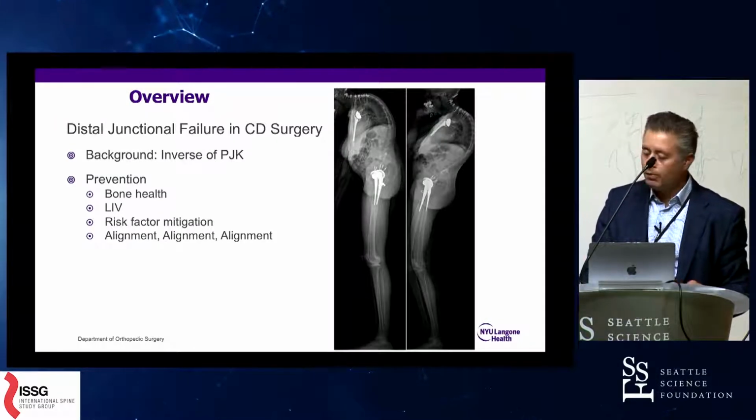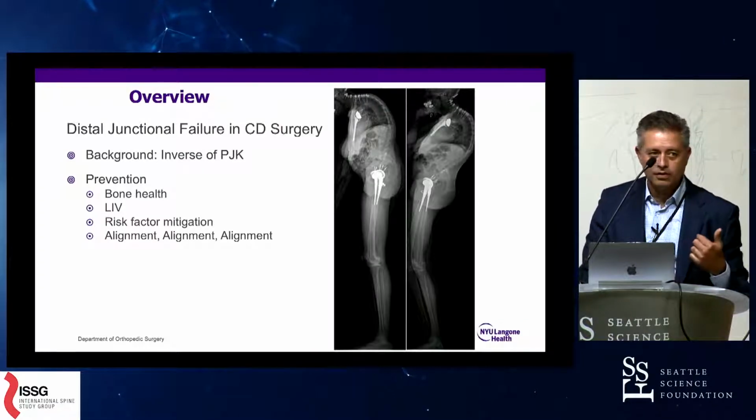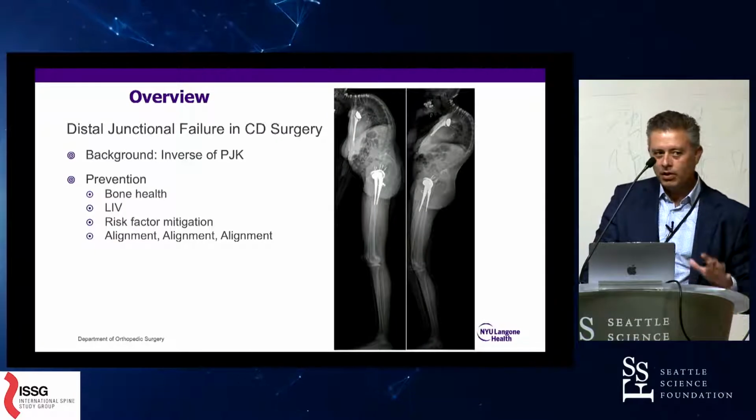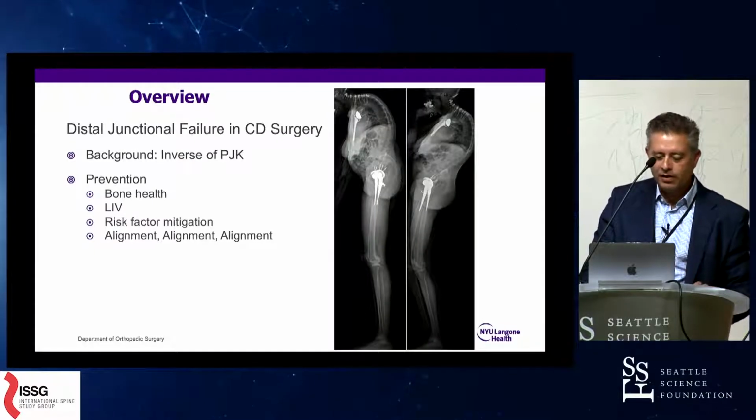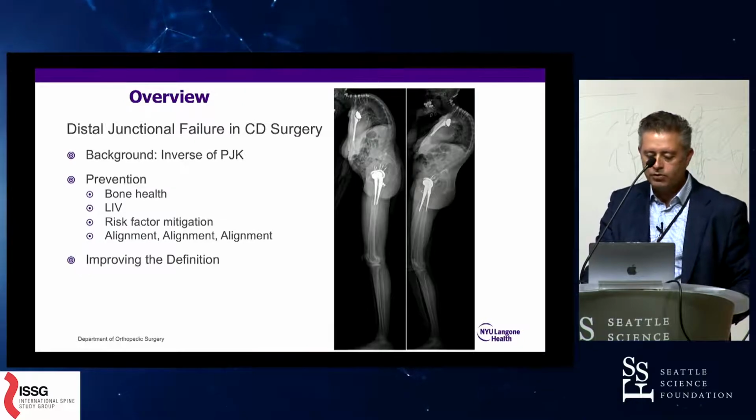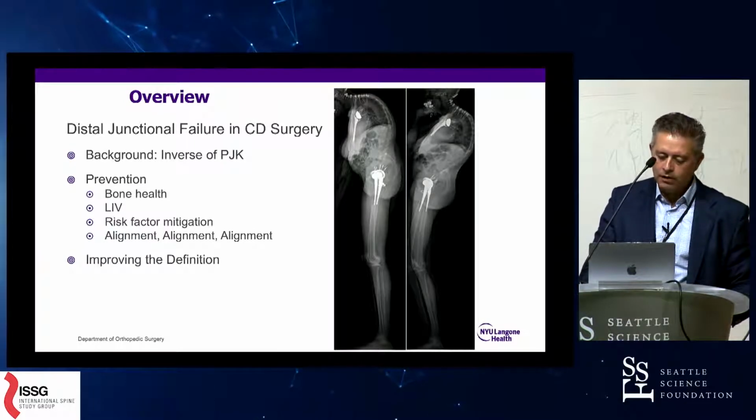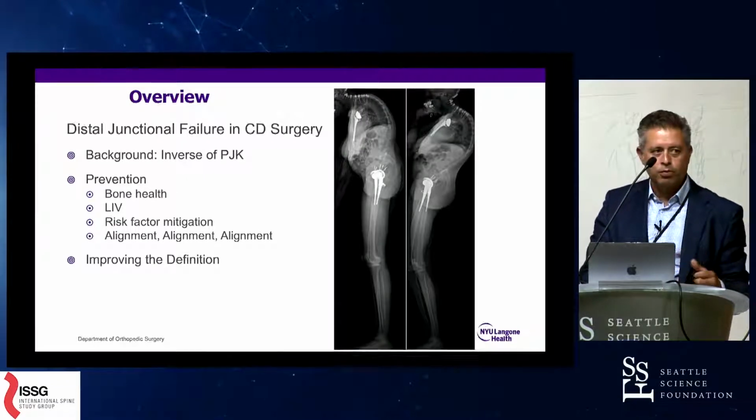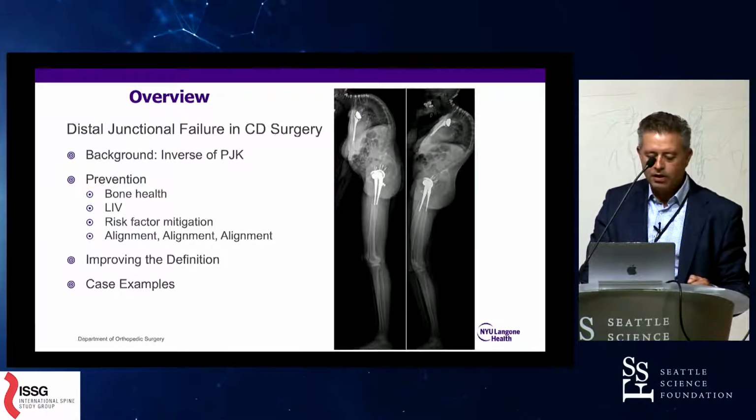I'll talk a little bit about prevention, bone health, selecting the lower instrumented vertebra, risk factor mitigation, but what I think is really important is that it's very much about alignment, like proximal junctional failure in thoracolumbar deformity. Improving the definition, which is the real take-home point I want to get across, and if we have time, some case examples.